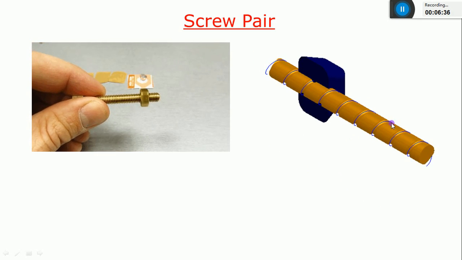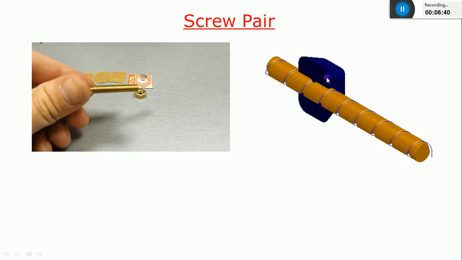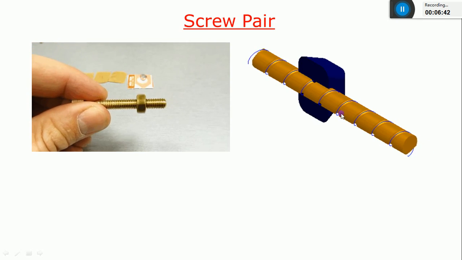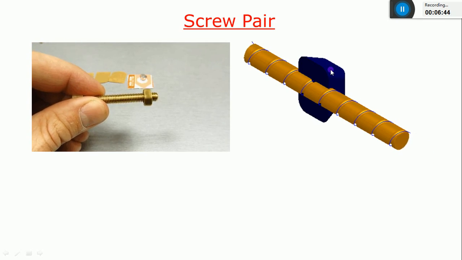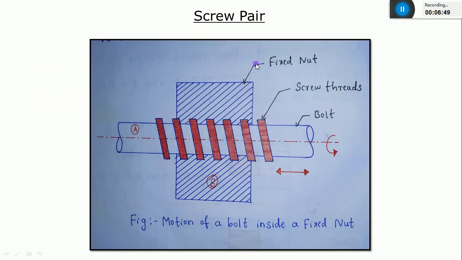This is also the same. The shaft has threads over its periphery, and this is the block which has internal threads. So this is one element and this is one element, and both will form a screw pair. Same figure, so in the examination you can draw this one. Even a rough diagram is okay. I consider the example of a bolt and a nut. There are two links, they will form a screw pair.